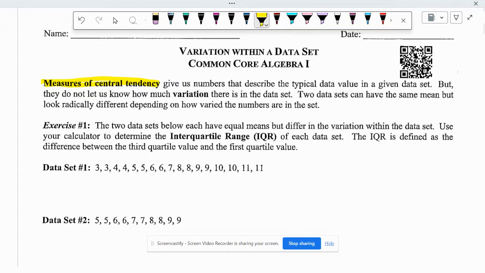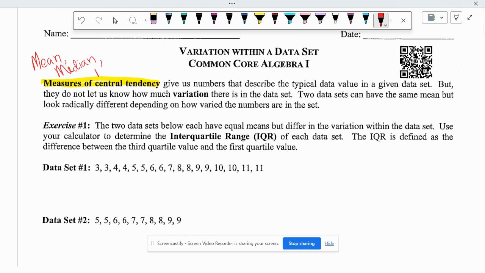What are my measures of central tendencies? Y'all remember? Mean, median, mode, and there's one more, range. Those are our measures of central tendency. Mean, median, mode, and range.